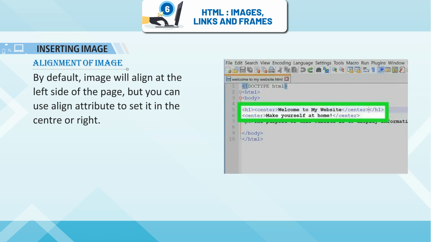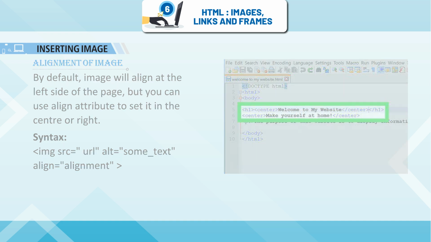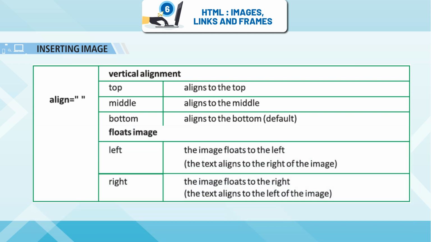Alignment of image. By default, the image will align at the left side of the page, but you can use the align attribute to set it in the center or right. Syntax: img src equals URL, alt equals some_text, align equals alignment. Vertical alignment: align equals top aligns to the top, middle aligns to the middle, bottom aligns to the bottom, default. Floats image.